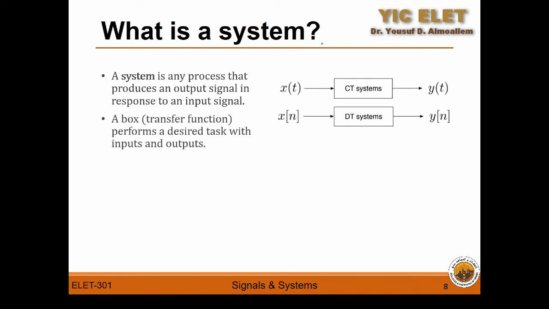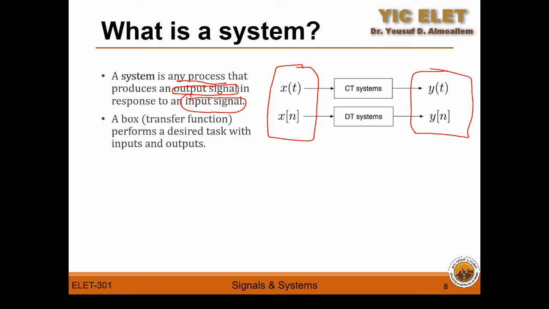Then we will move to the system. A system is a process that is applied to an input signal to produce an output signal. So this is the process: we receive an input and then we produce an output. These two sides are what we call signals, and the one which connects the input and output we call the system.